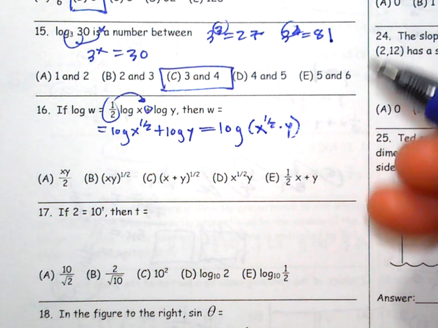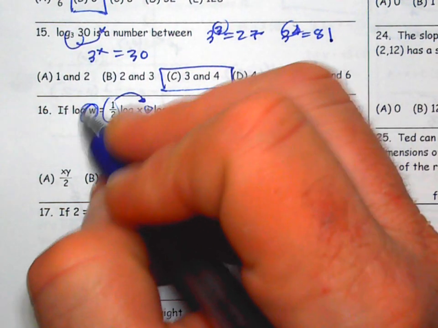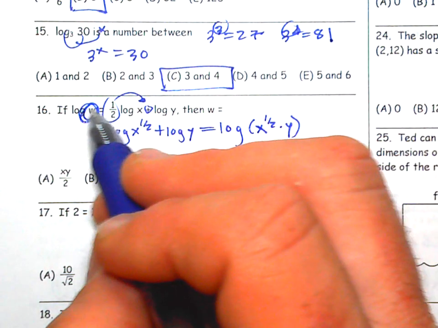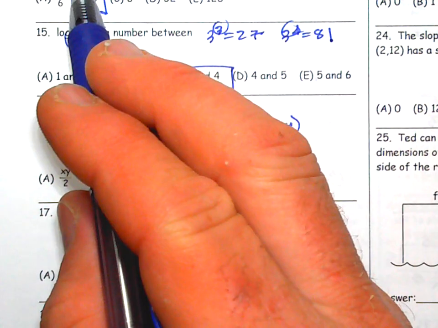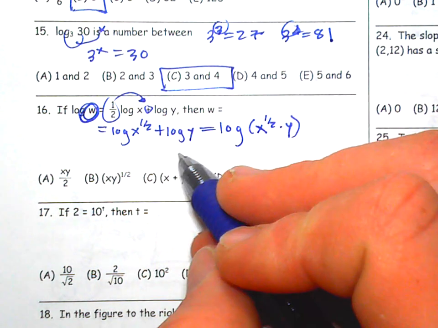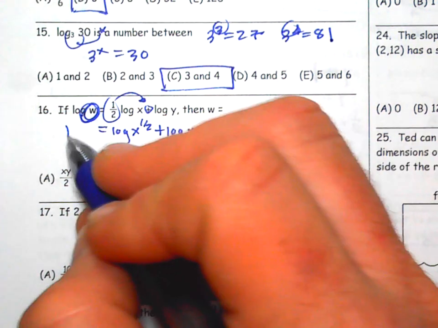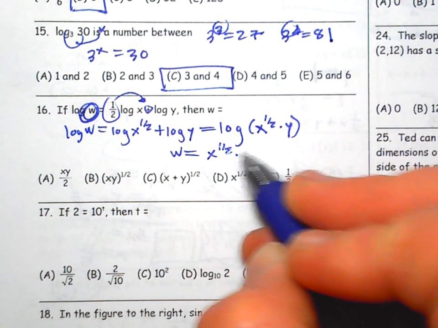Now, and then what we're trying to do is actually find w. So this is another strategy. We want to get this log equal to a single log over here. And once you do that, kind of like up here when we got the bases the same on the exponent problem, then we can set the insides equal to each other. So W must equal x to the 1/2 times y.